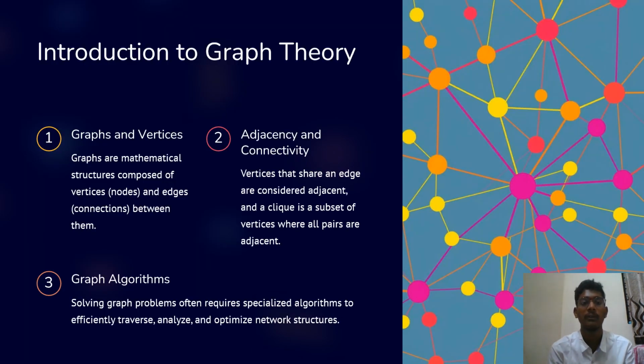Introduction to graph theory. Graphs and vertices. Graphs are mathematical structures composed of vertices and edges, which are also known as connections between them. Adjacency and connectivity. Vertices that share an edge are considered adjacent, and a clique is a subset of vertices where all pairs are adjacent.